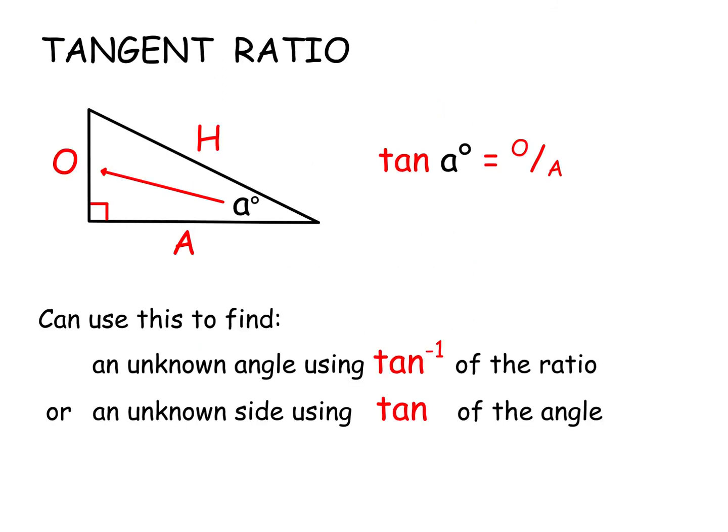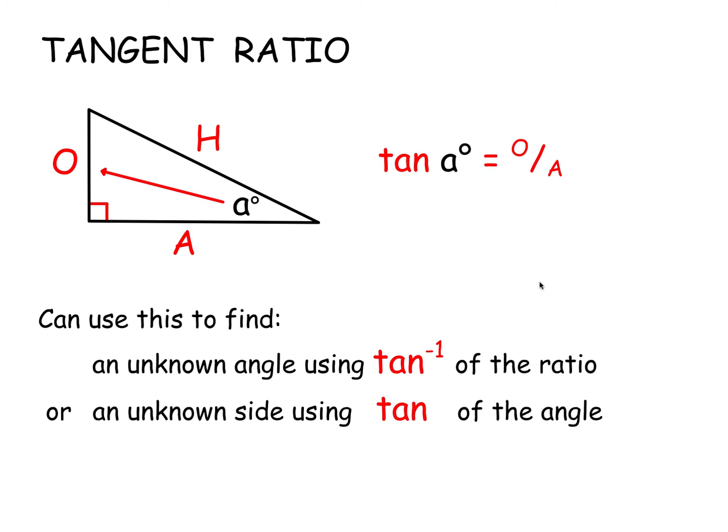So here it is in summary. Tangent ratio is opposite over adjacent in a right angled triangle. This is inverse tan. If you inverse tan the ratio, it will tell you the angle, so you can find an unknown angle. If you're told the angle, you can get the tangent of the angle, and if you get tangent of the angle, it tells you the ratio, which will enable you to work out an unknown side.